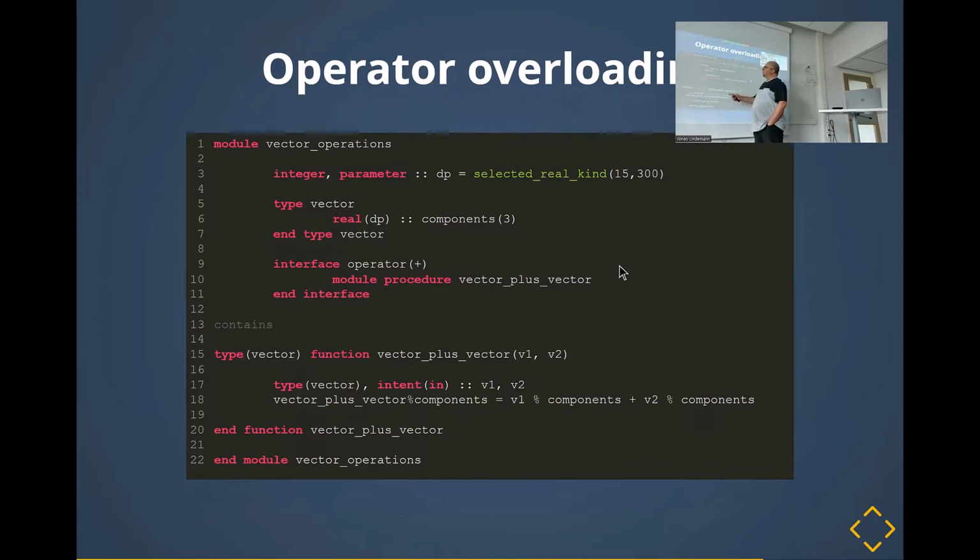So this only works on derived data types. It's only your own data types you can define overloaded operators for. In this case, I have a vector that is a floating point of 3 components, and I define the operator plus here, module procedure vector plus vector. So I have to define a subroutine for adding vectors together. The function returns the vector, and it takes 2 vectors as input, and then I do my operations here.